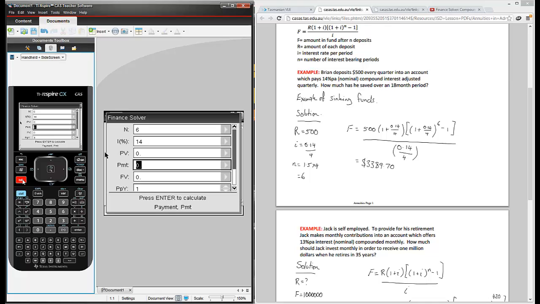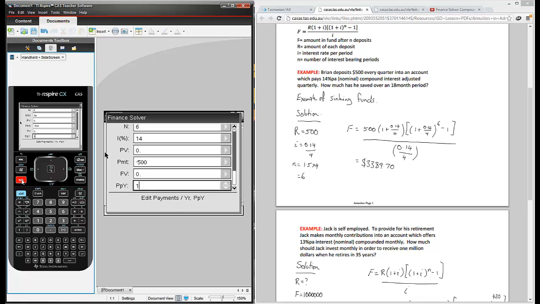We're putting $500 in each time we make a payment, but we need to put this into the calculator as -500. If we go Tab, we leave our future value as 0 because we're trying to see how much we've saved. If we press Tab again, payments per year, well, we're doing it quarterly, so we are making 4 payments per year, and compound periods per year is also 4. One final tab, payment is at the beginning for questions involving annuities in advance.